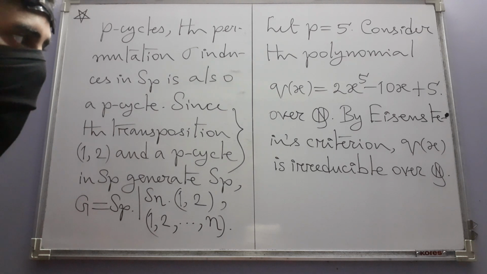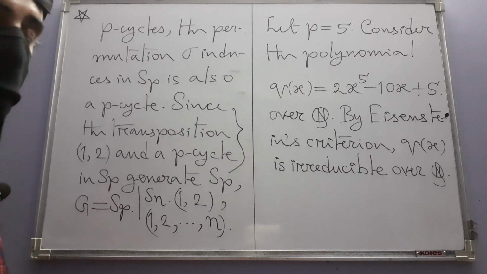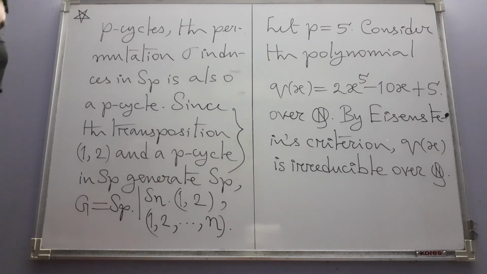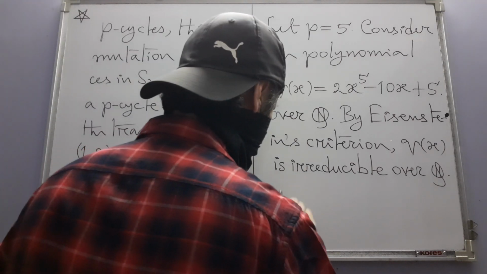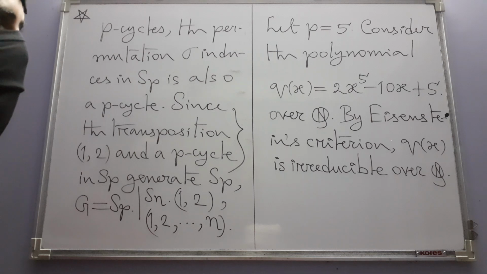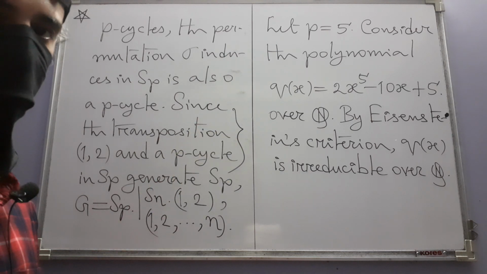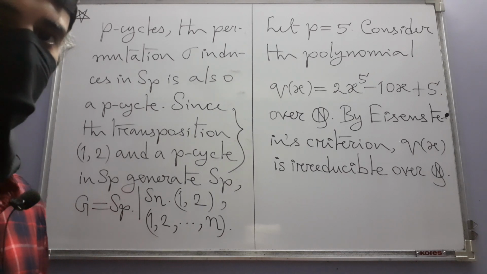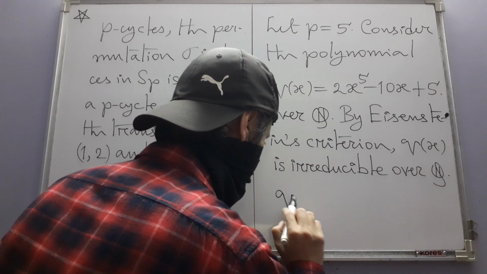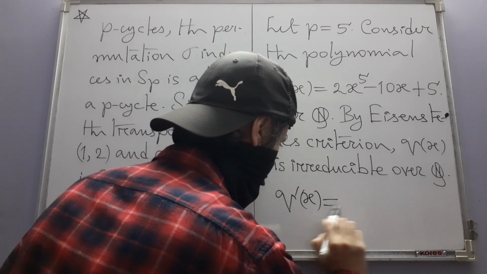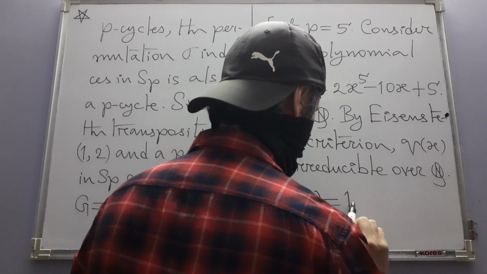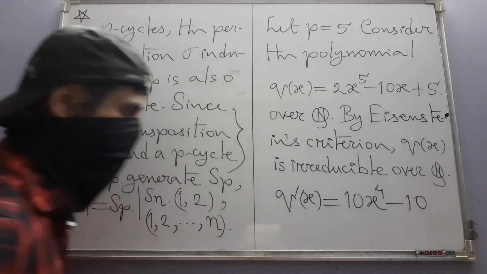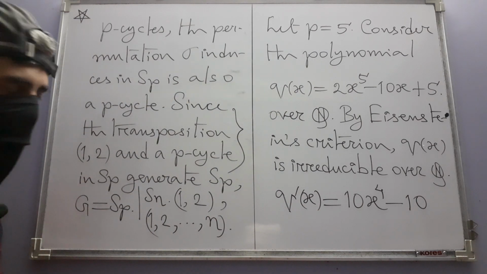But we need to also see that this Qx has exactly two non-real complex roots, and for that we need to use calculus. So what we do, we first differentiate this with respect to x, because after all this is a polynomial function which is a real valued function of a real variable. If you differentiate, the first derivative will be 10x to the power 4 minus 10.